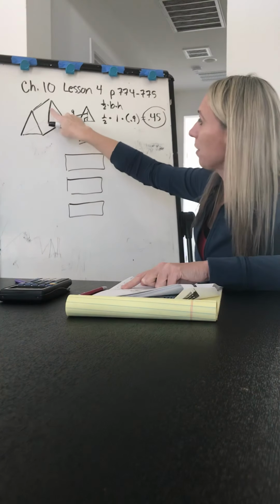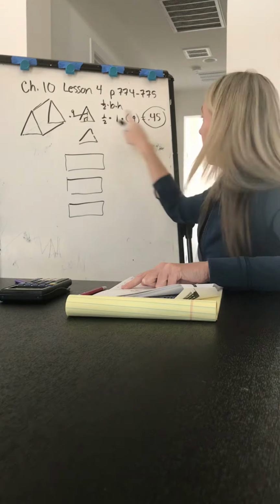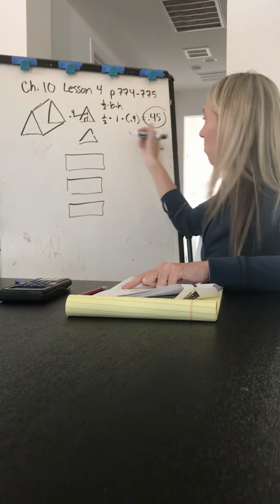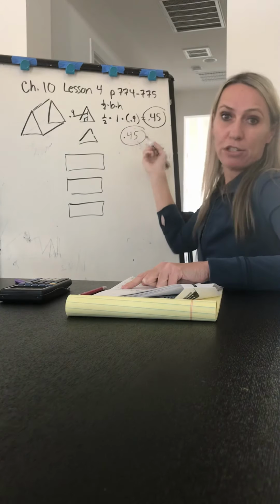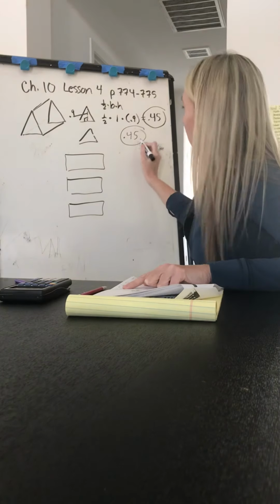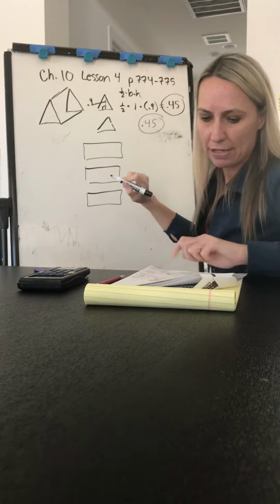And then the triangle in the back is exactly the same, so we're going to do the same thing, which is just 0.45. You can either multiply that by 2, or you can just add it again. Those are the 2 triangles. Now I'm going to do the rectangles.